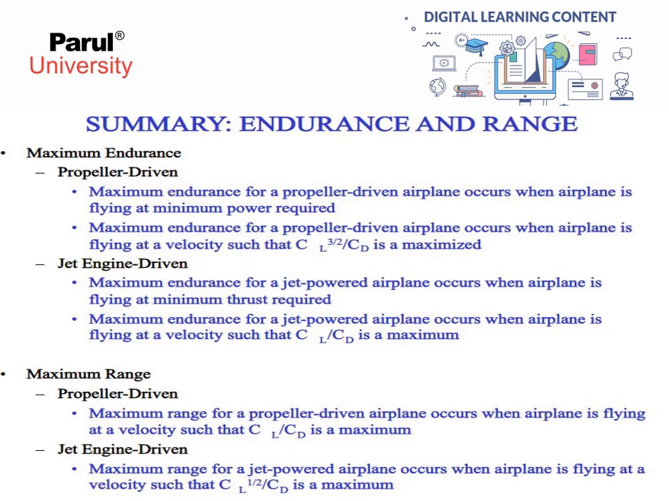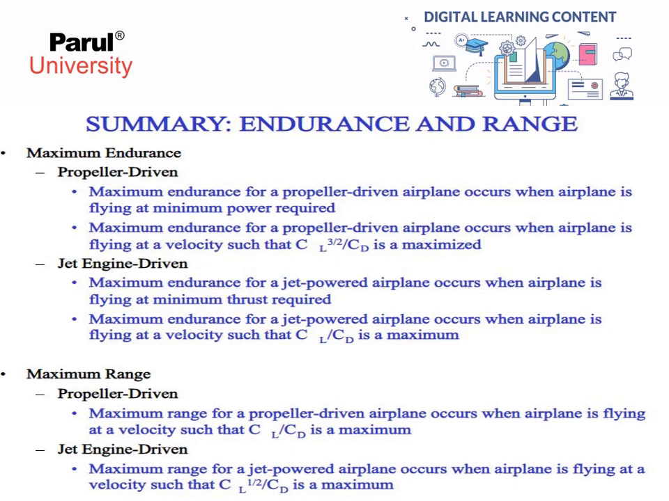Now, for a jet engine, the maximum endurance for a jet powered aeroplane occurs when the aeroplane is flying at a minimum thrust required. Right? Minimum thrust required for maximum endurance. And maximum endurance for a jet powered airplane occurs when the airplane is flying at a velocity such that CL by CD is maximum. This is nothing but minimum thrust required conditions. This is the whole about the endurance.